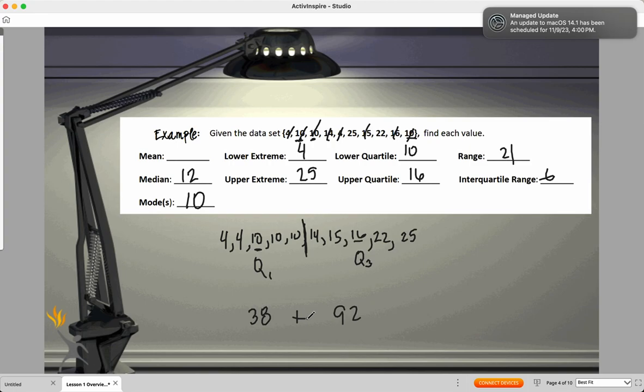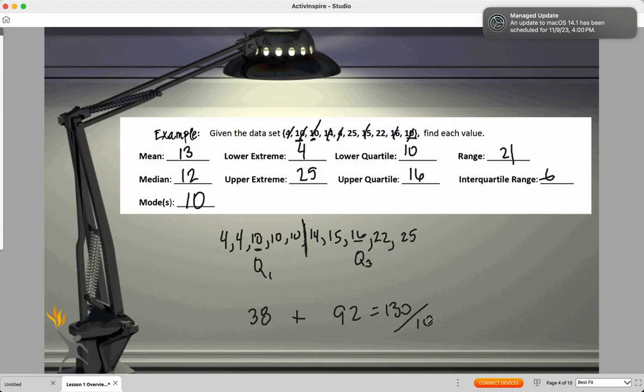Let's see, that doesn't seem right. 38 plus 92. That gives me 130 divided by 10. My mean is 13. Okay, and that's all I did. I found 130, and then we divided by 10 to get that.